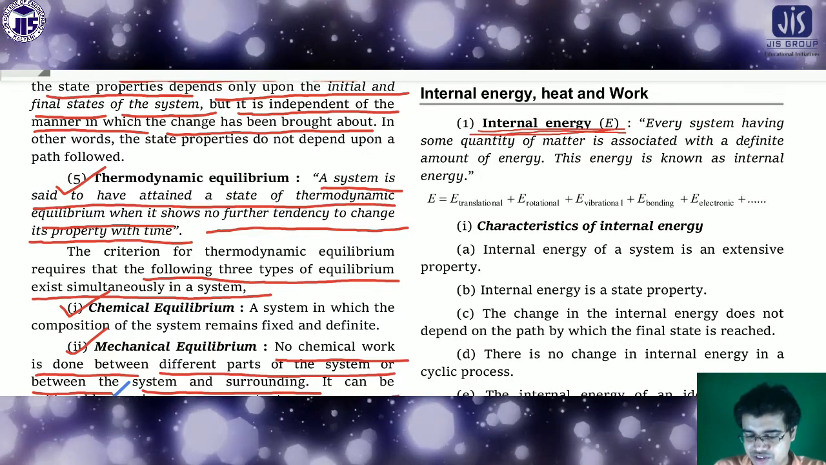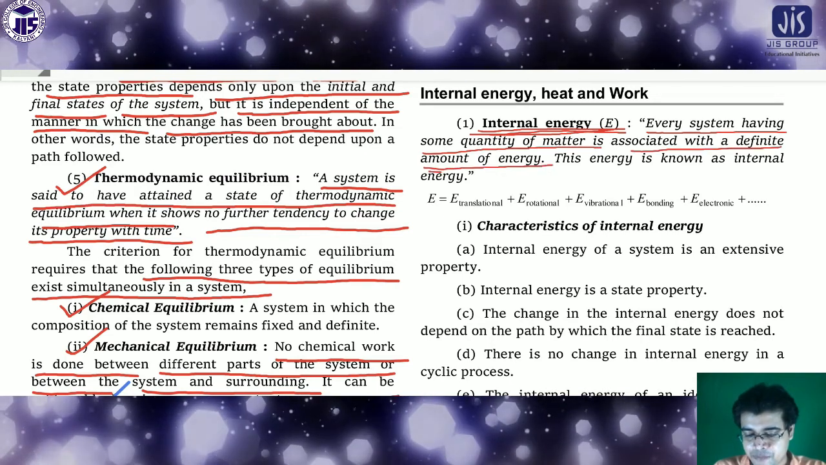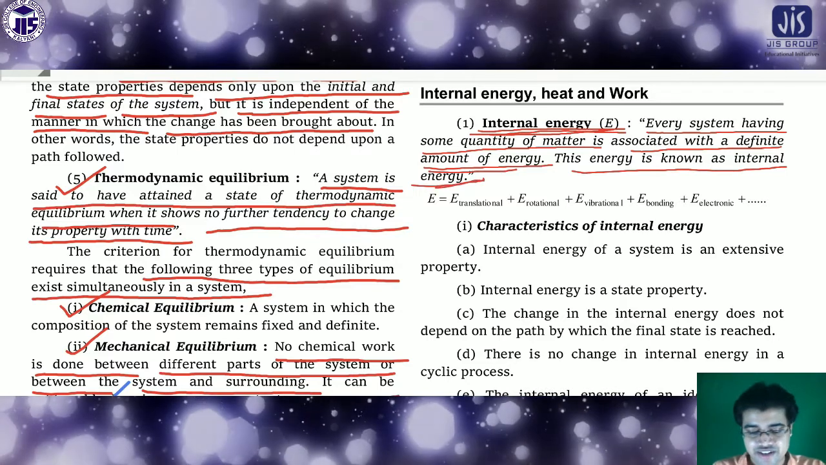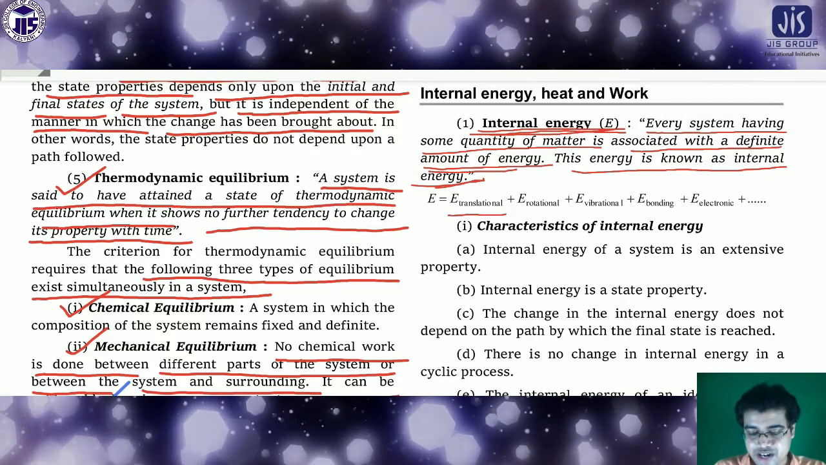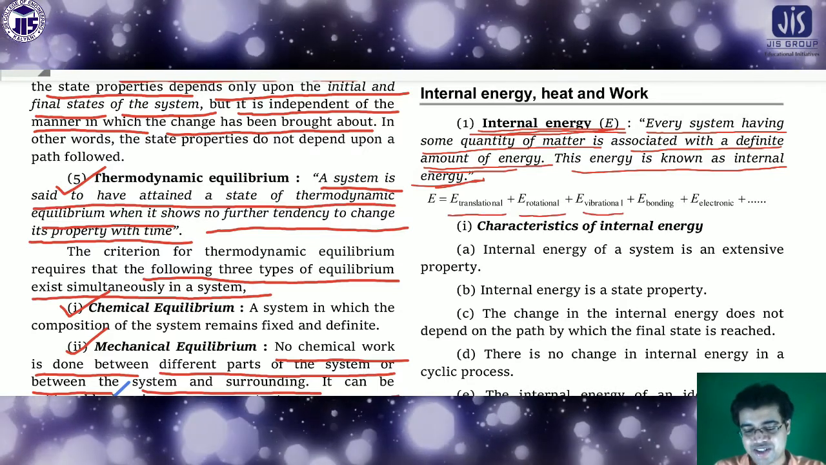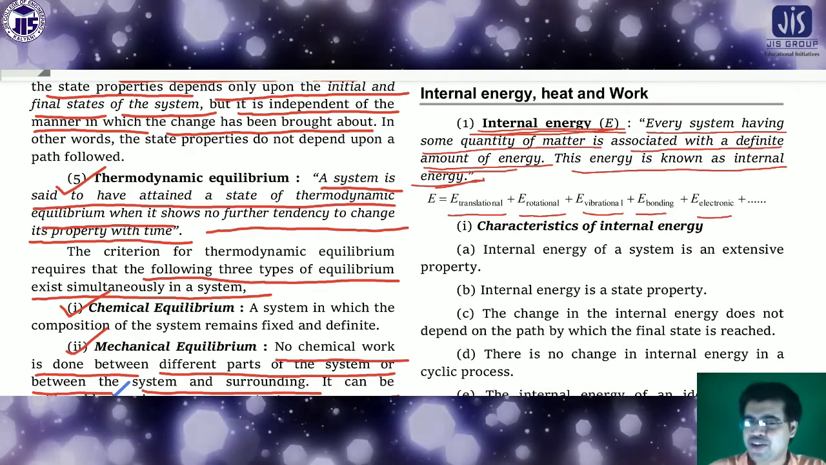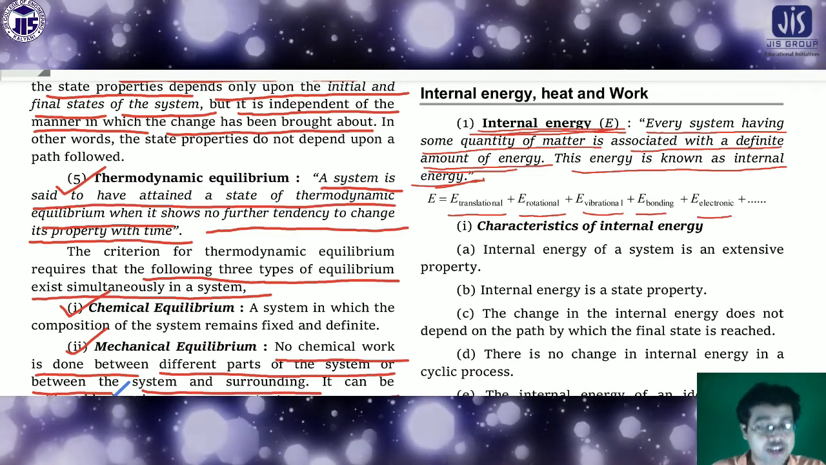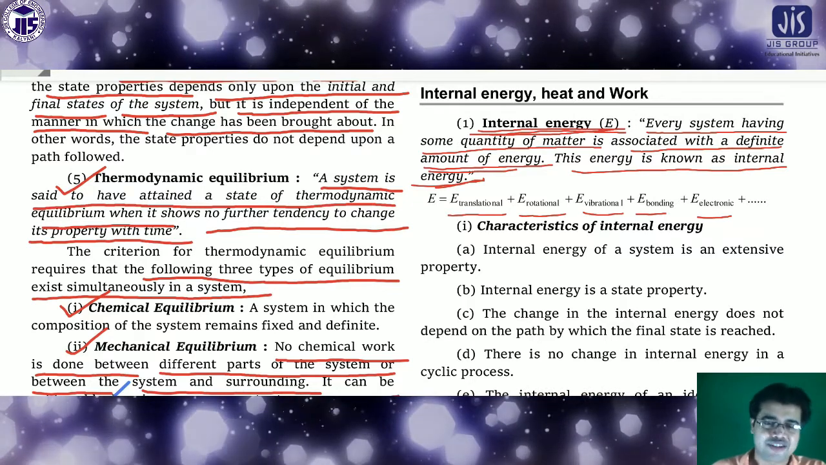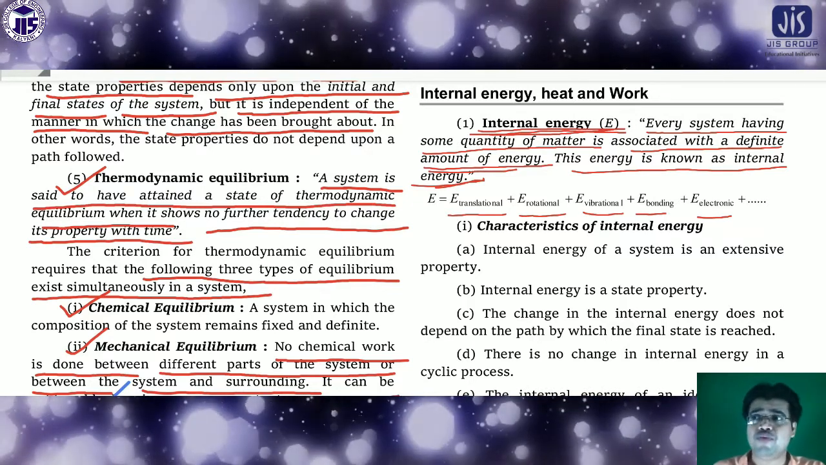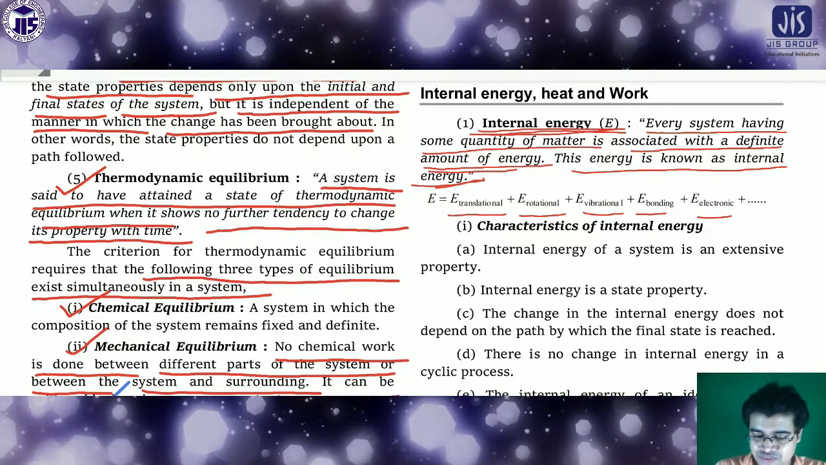Internal energy: every system having some quantity of matter is associated with a definite amount of energy. This energy is known as the internal energy. For example, in every system there is some translational energy, some rotational energy, some vibrational energy, some bonding energy, electronic energy, etc. There are so many types of energy present in a particular case. The summation of all the energy is called the internal energy. So the energy present in a particular compound is called its internal energy.